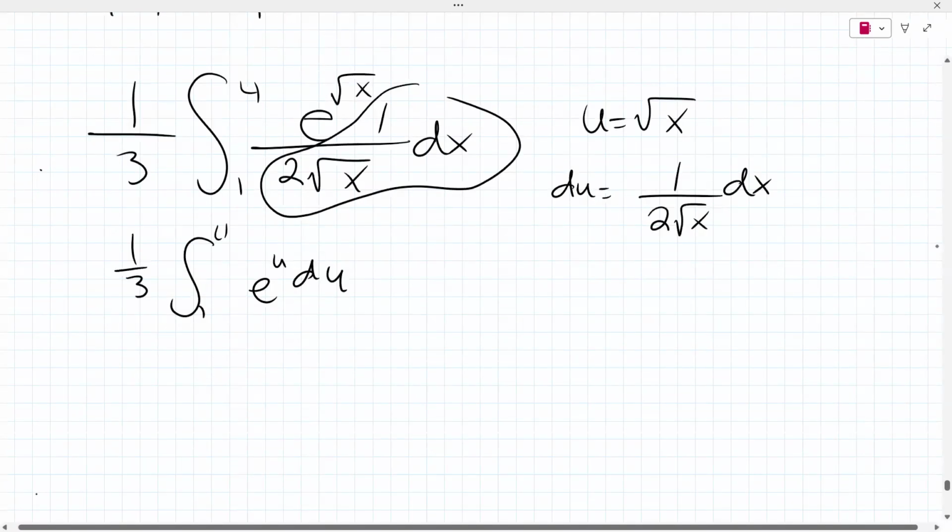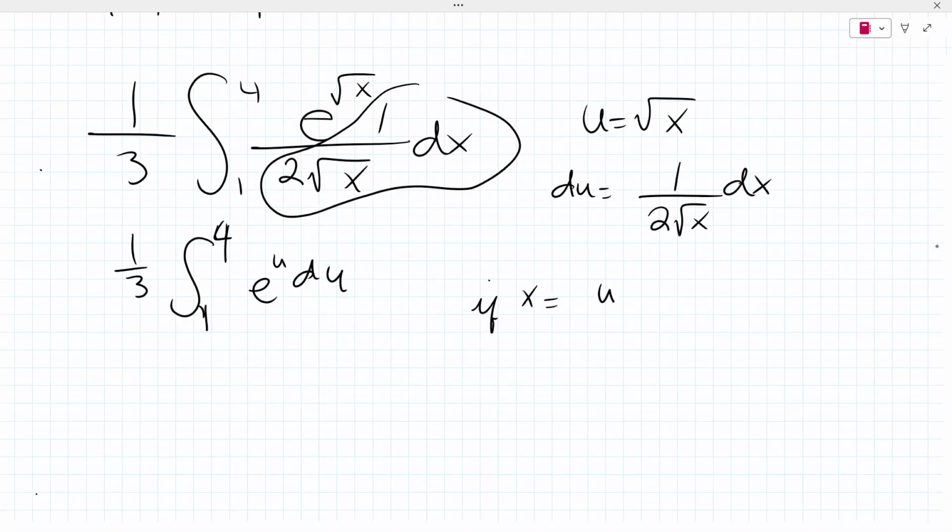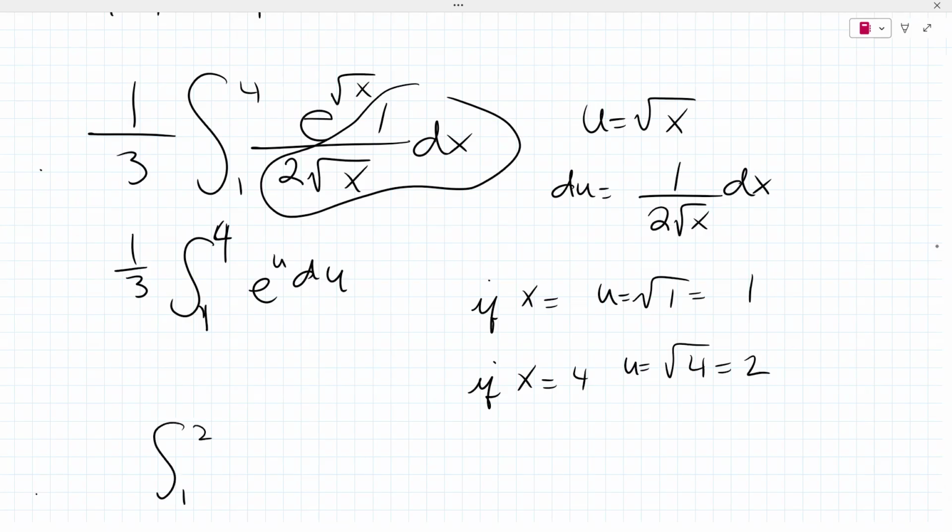And then we can change our boundaries if you like. So if x equals 1, your u is going to be square root of 1, which is 1. And if x equals 4, my u is going to be square root of 4, which is 2. So let's change our boundaries from 1 to 2, and then we have 1/3, and then you have e to the u du.